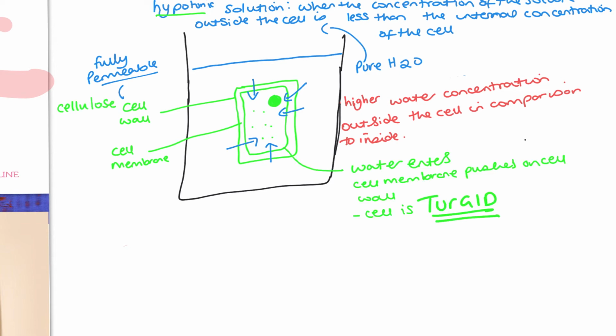This is really important for plants because plants don't have bones. They can't keep themselves upright in other ways. They rely on this turgor pressure. They rely on water to keep themselves upright.